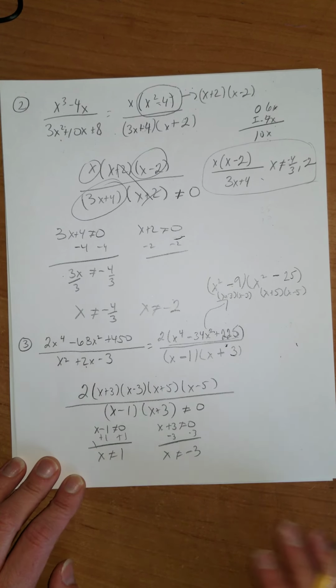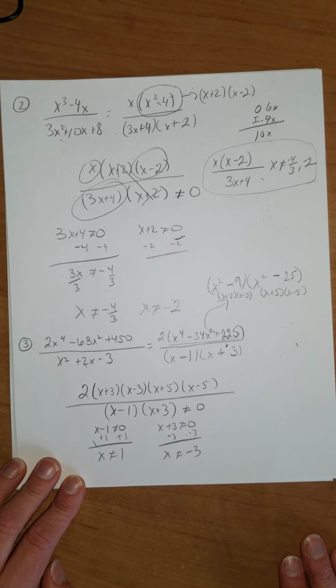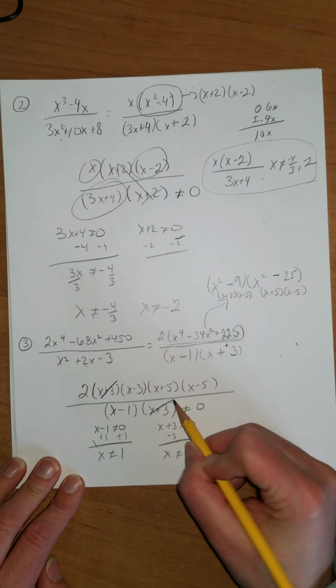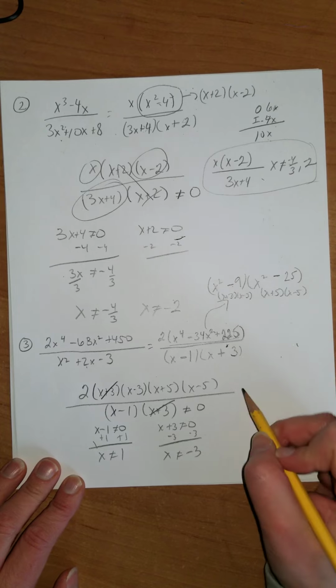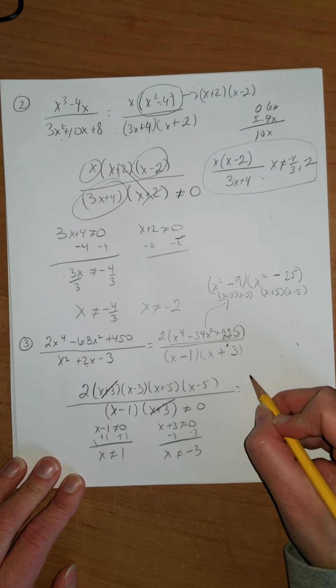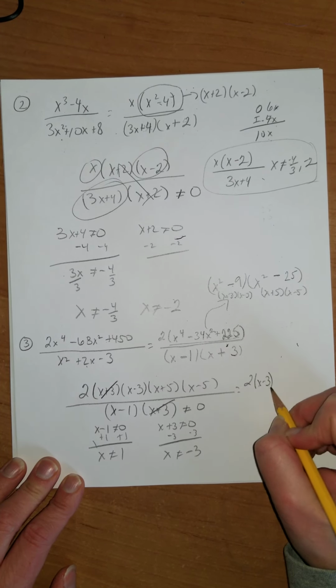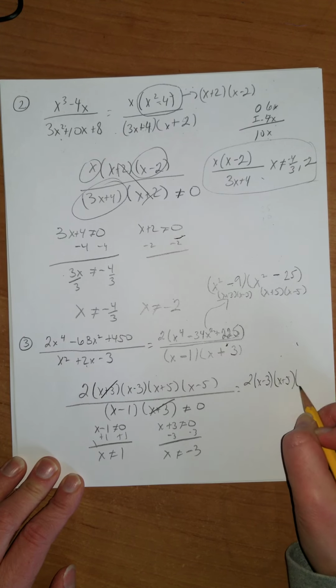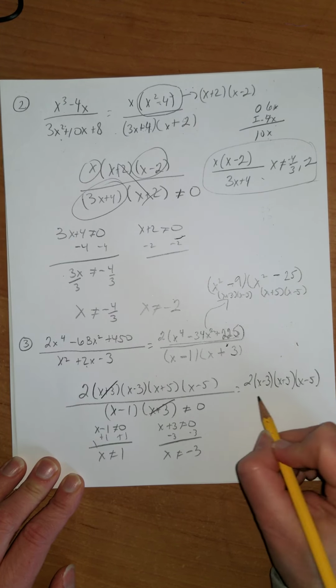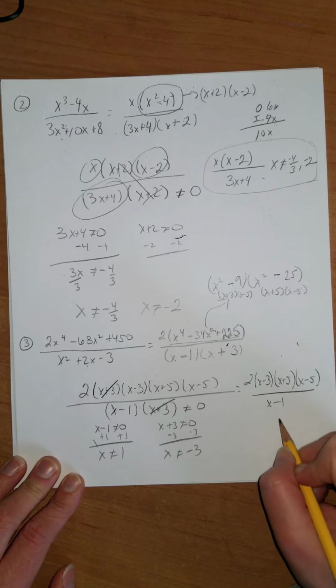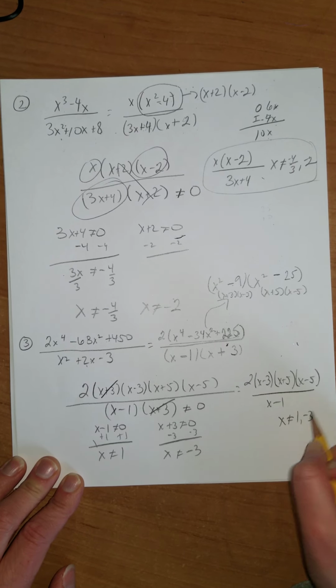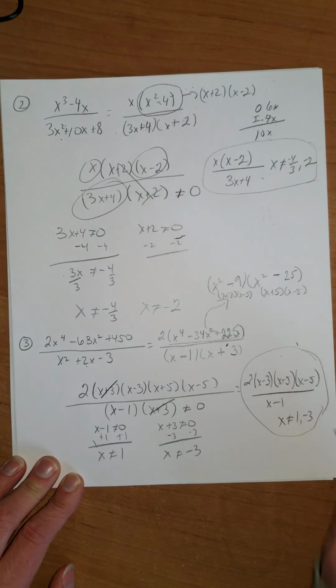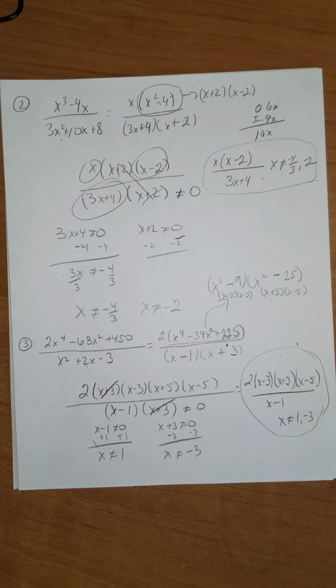All right, let's go back to the original problem, you guys, and see what we got here. So this x plus 3, that's gone. Oh, I was not nice on this one. There's nothing else left. We're going to have a 2, an x minus 3, times an x plus 5, times an x minus 5, all over an x minus 1. x cannot be equal to 1 or negative 3. That is our whole answer, you guys. And I am feeling pretty darn good about that.